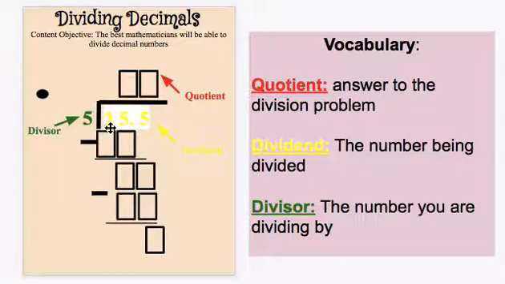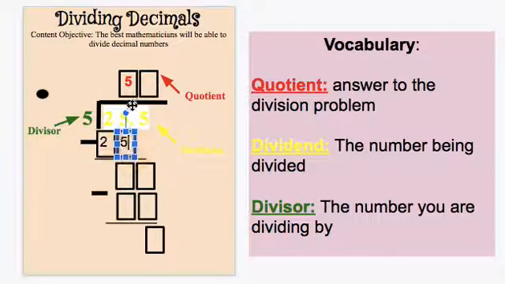If we take a look at this first digit here, we have a 2. If I have 2, I could not make a group of 5. So I need to move on to the next digit. Now I have 25. I have to think to myself, if I have 25 of something, how many groups of 5 can I make? Well, I know that 5 times 5 is equal to 25.